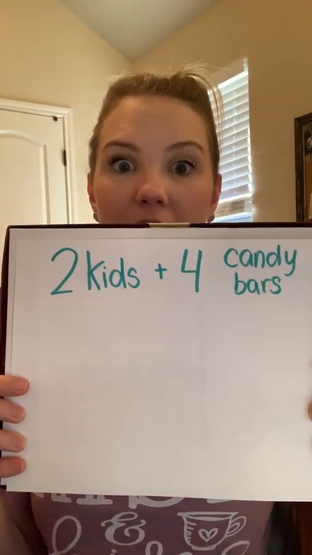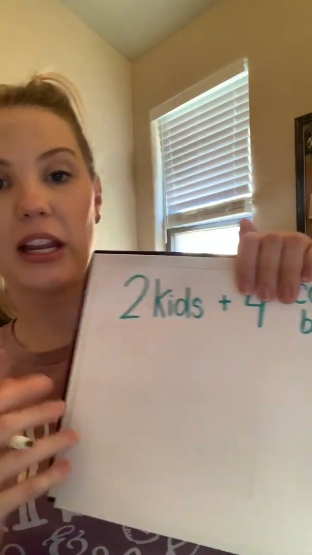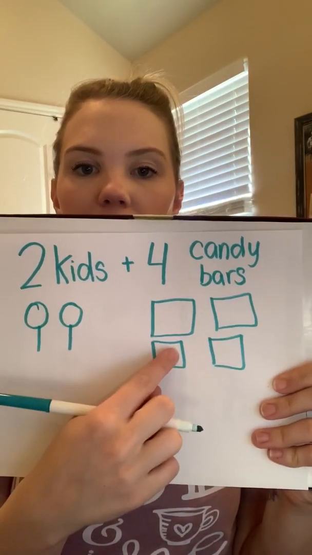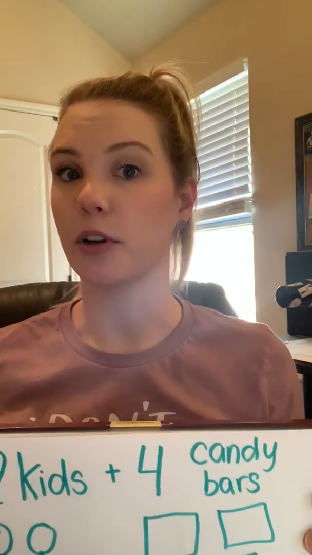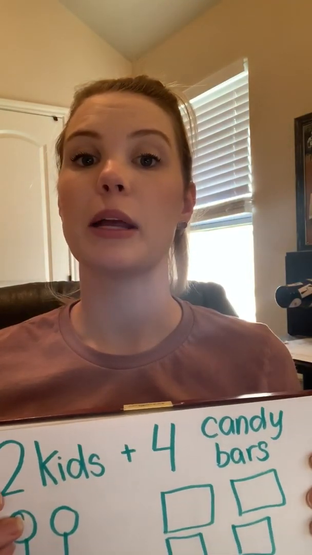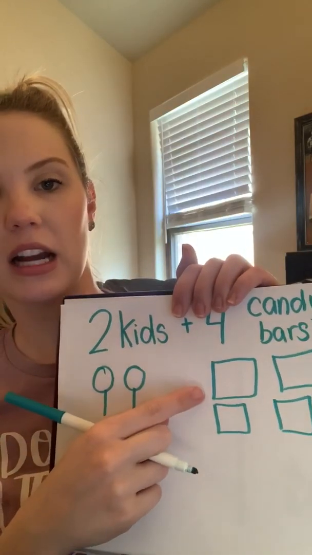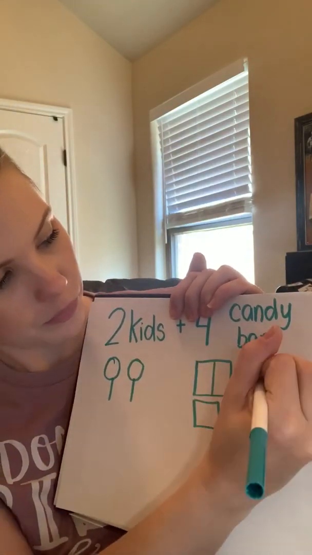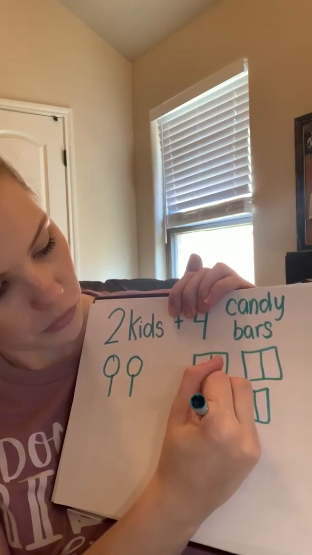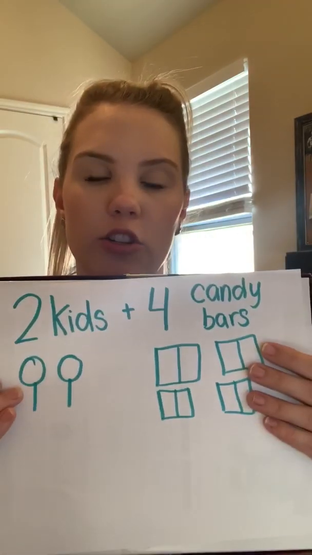All right, we'll do one more example. Here's 2 kids getting 4 candy bars, okay? So we draw our people, draw our objects. Draw your people, draw your objects. Then we've got our secret step. Number of people is number of pieces. So if I have 2 people, I'm going to cut all of these into 2 pieces. Okay? So I cut them all into 2 pieces.